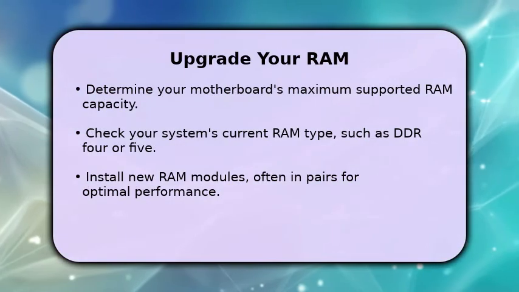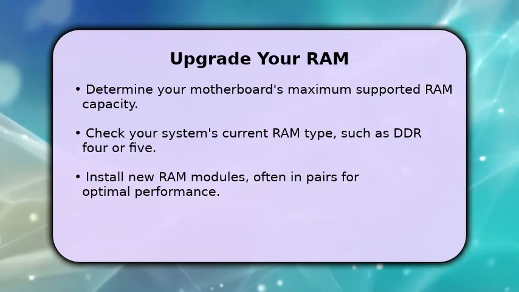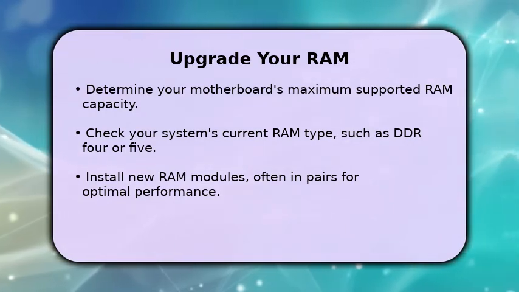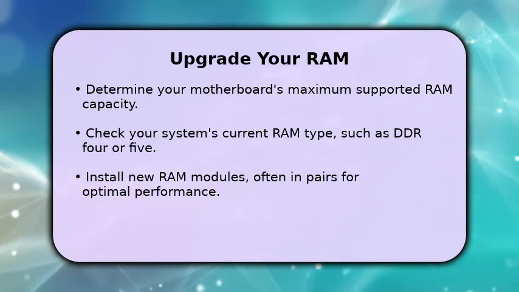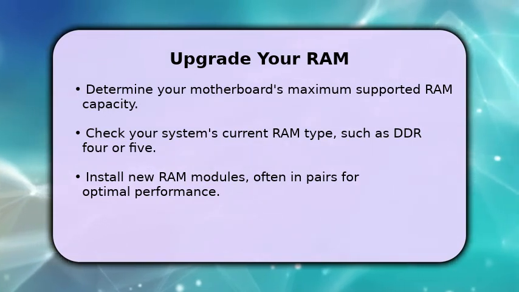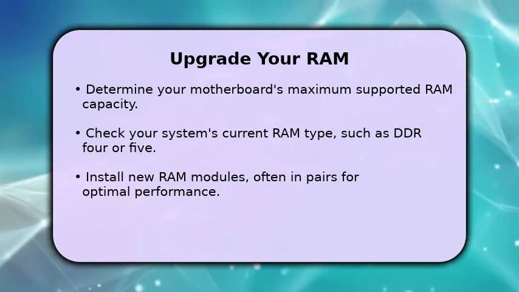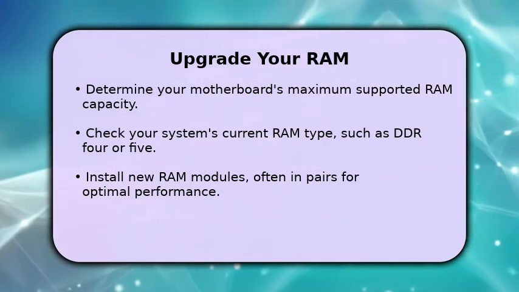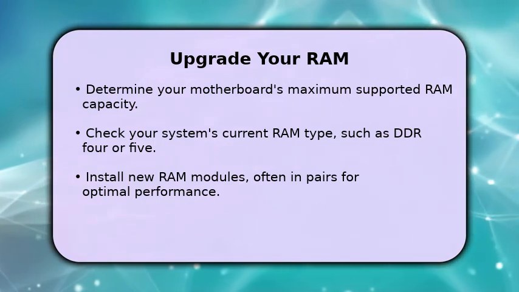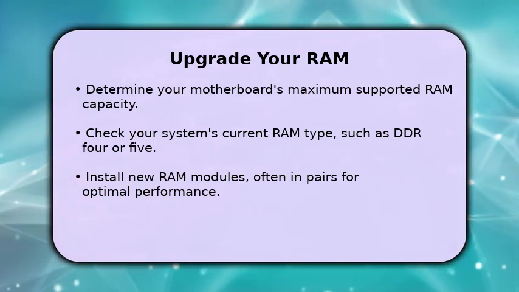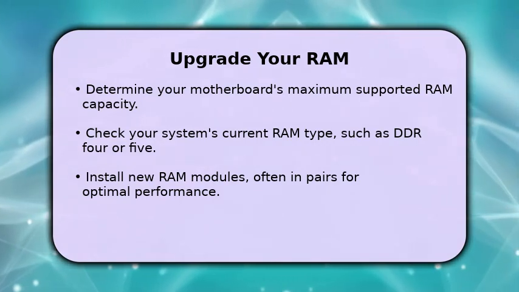If optimizing software isn't enough, upgrading your RAM might be the next step. First, find out the maximum RAM your motherboard can support. This information is usually in your computer's manual or online. Also, identify the type of RAM you currently have, like DDR4 or DDR5, to ensure compatibility. When installing, consider adding new modules in pairs for dual-channel performance, which can significantly boost your system's speed and overall responsiveness.